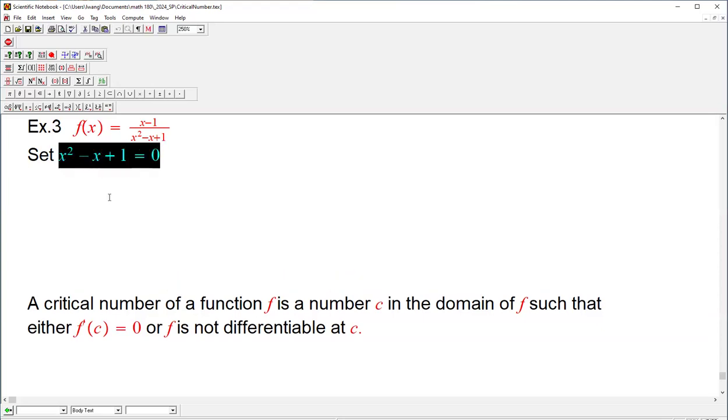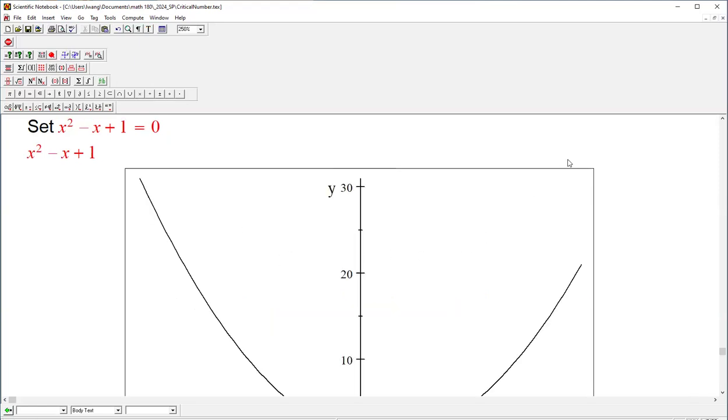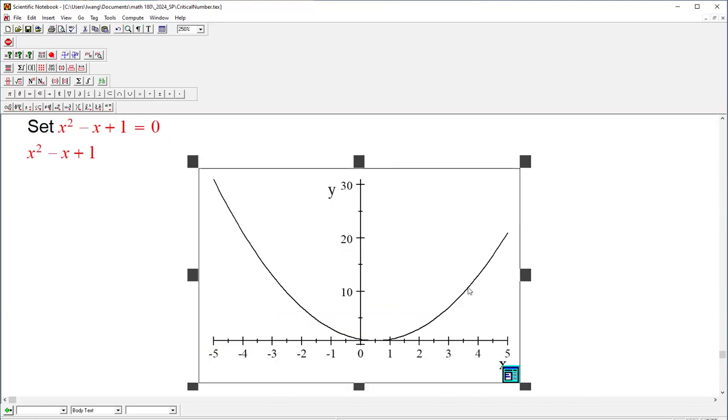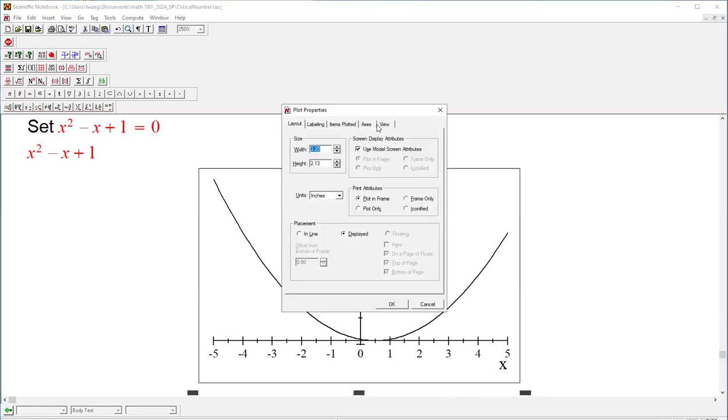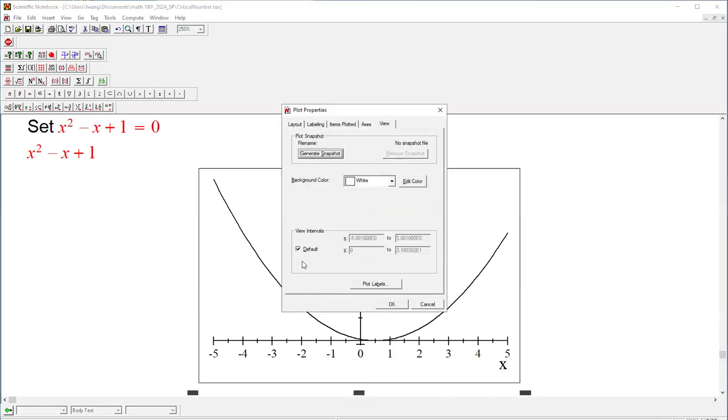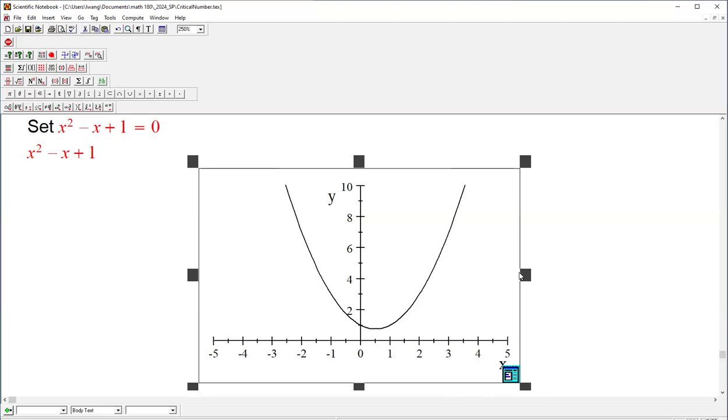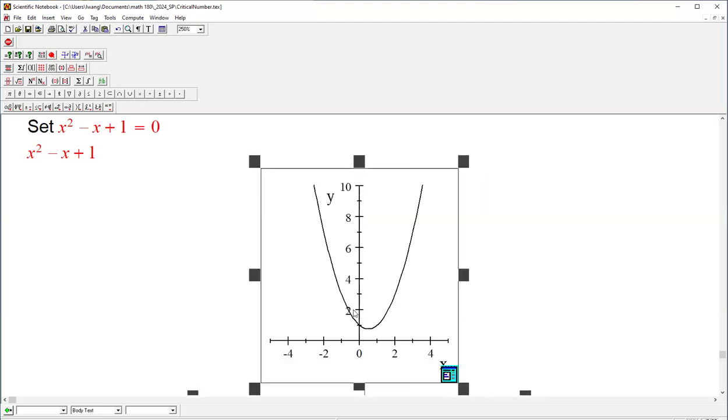So we have this quadratic equation, and as you can see, if you graph it, it's a curve that is entirely above the x-axis. Let me show you. Okay, it's entirely above the x-axis. Then you say, what if I cannot use a calculator?